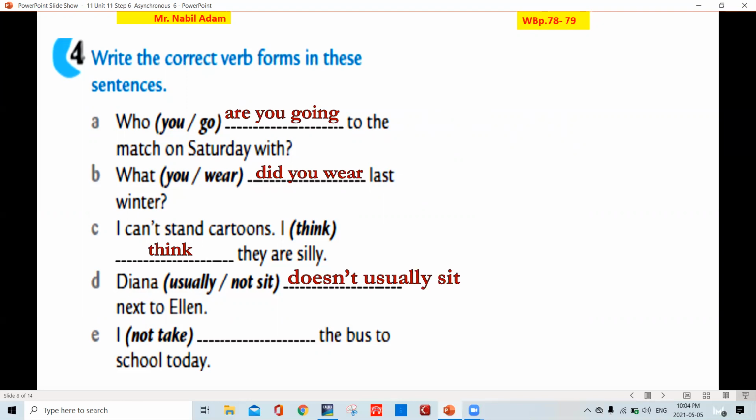I not take the bus to school today. هنا today refers to the continuous action or continuous tense, present continuous, am is ing. I'm not taking the bus to school today. يبقى كلمة today نفس كلمة now نفس كلمة at the moment. Look, listen. We use the continuous tense or present continuous.